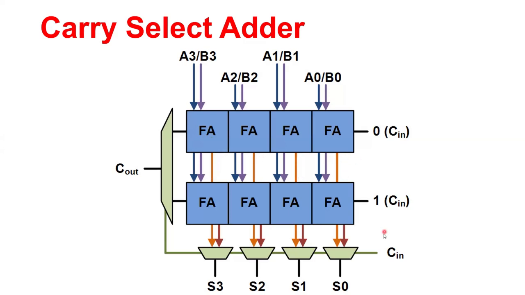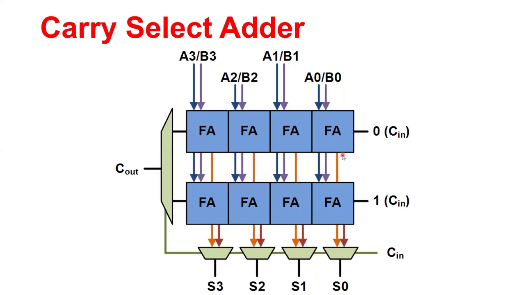Similarly, for the bottom block, we assume the carry in, the input carry coming to the circuit, is logic 1. So we are assuming carry to be 0 here and assuming carry to be 1 here. And again, the outputs of these full adders in the bottom carry ripple section are the sum, the brown lines, sum outputs, and its carry out is here. And look at this orange line, that is the sum outputs from the top blocks of the carry ripple.